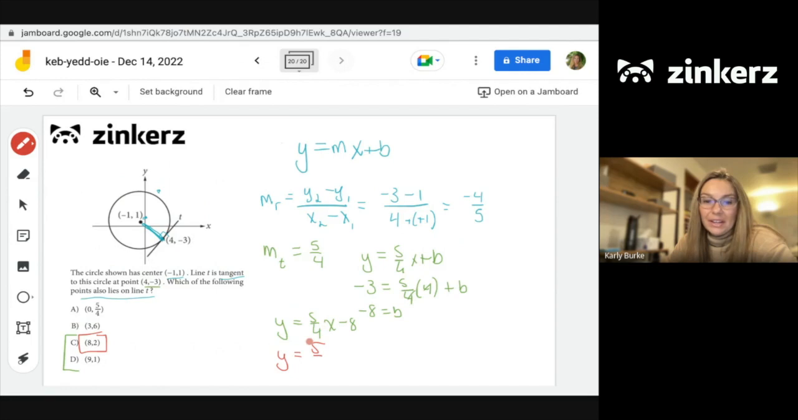I have a calculator, but I always like to do this in my head if possible. I am really just trying to figure out if this is equal to 2 when I plug it in. So 5/4 times 8, if I cross cancel, I end up with 10 minus 8. Is that equal to 2? And yes, it is. So the answer here is C, and you can move on to the next one. You don't need to check D, obviously.